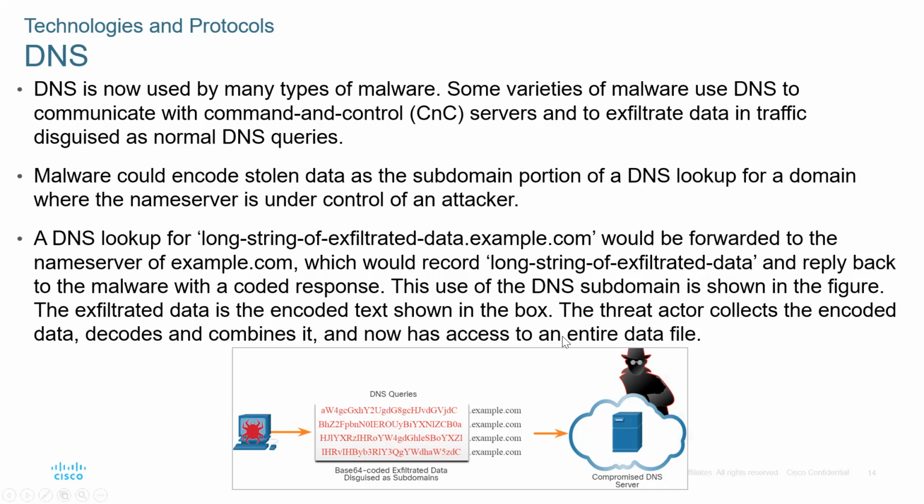So what this means is it will make a DNS lookup for a long string of exfiltrated data.com, etc. This could be a subdomain within a domain that they own. That would then be forwarded to the name server of example.com, in which a record of that long string of exfiltrated data would be replied back to the malware with a coded response. This use of DNS subdomains is shown in this figure. The exfiltrated data will come in here.